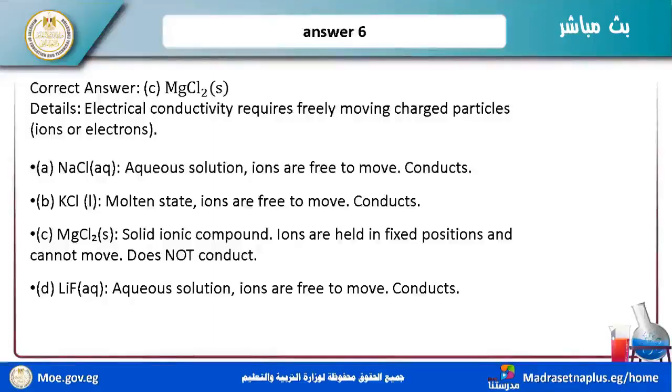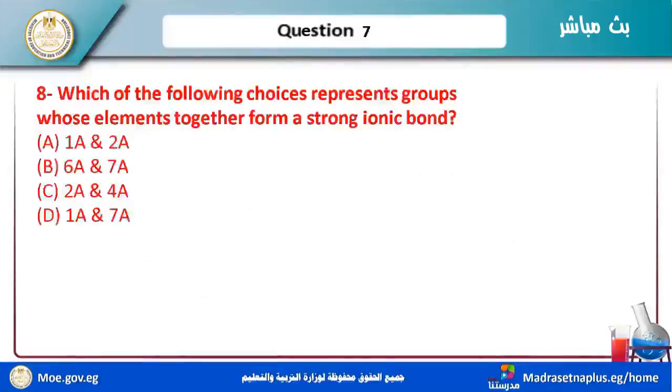MgCl2 is a solid ionic compound. Ions are held in fixed positions and cannot move, so it doesn't conduct electricity. LiF in aqueous solution: the ions inside it are free to move, and conduct electricity.